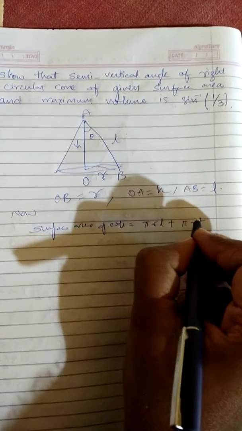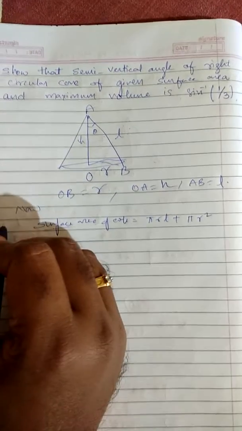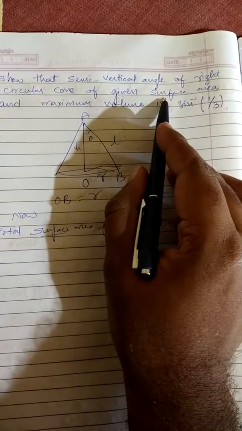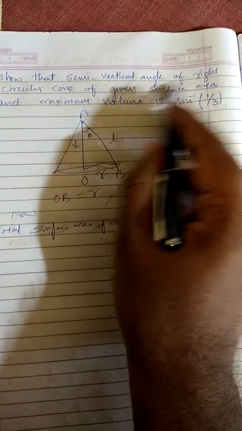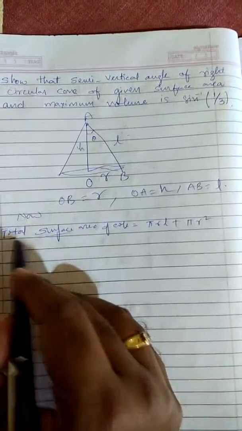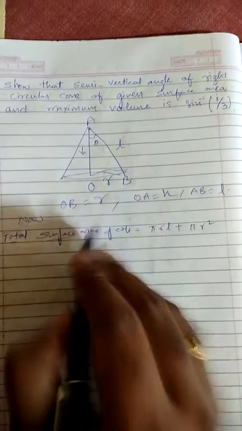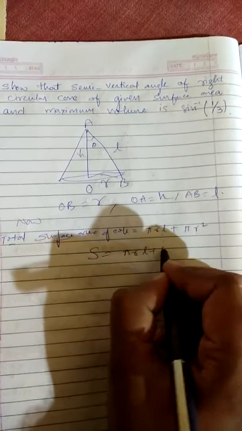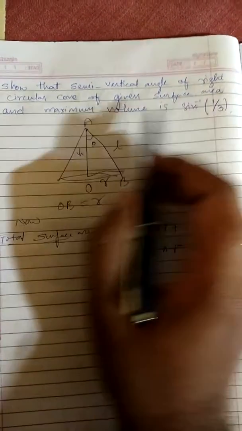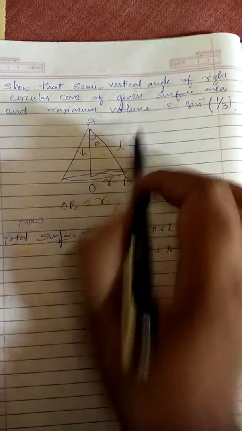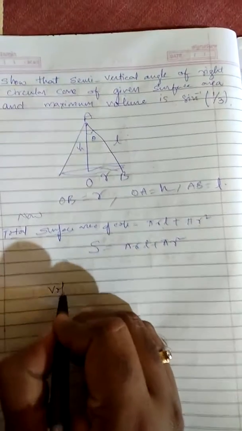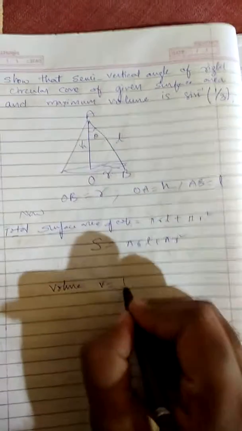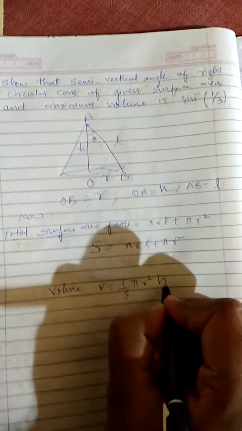Should not get confused. The surface area given is always the total surface area. They may mention total surface area, or they may say only surface area, but we should take total surface area, that is pi RL plus pi r square. So you can write S is equal to pi RL plus pi r square. Now we are required to maximize the volume. We write the volume V is equal to the volume of the cone, 1 by 3 pi r square h.